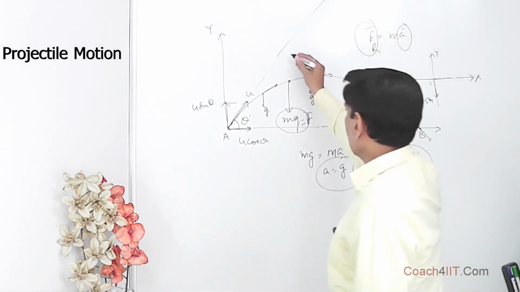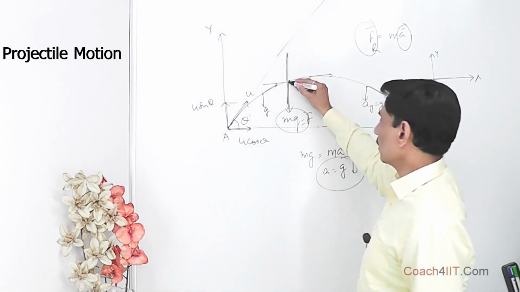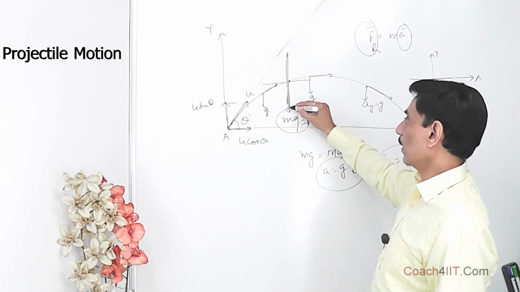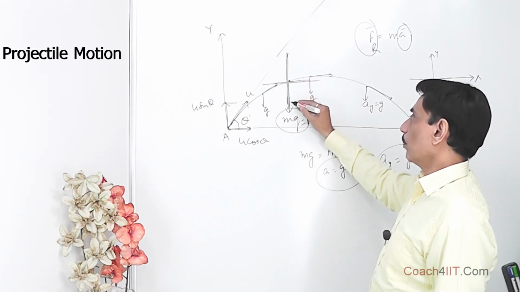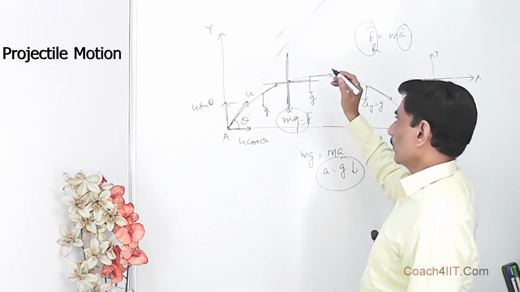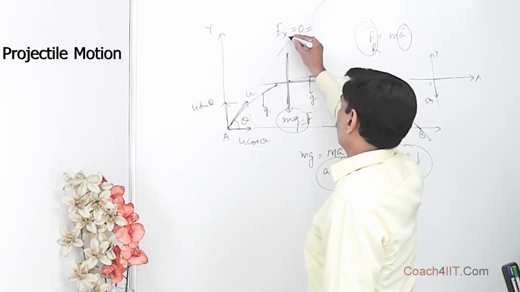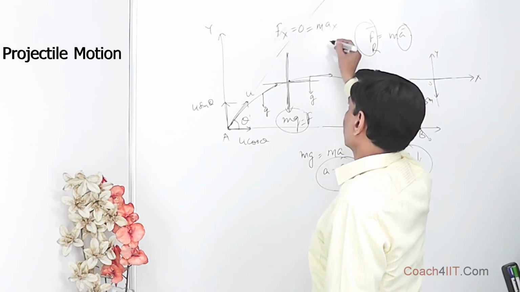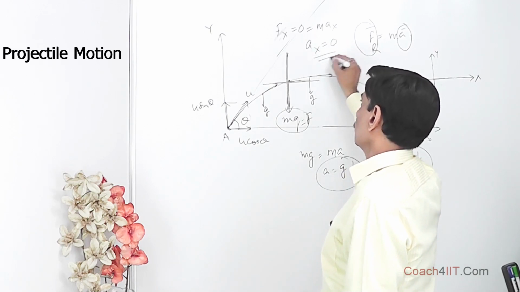Similarly over here, if we take this as the y-axis and this as the x-axis, there is only one force which is acting purely on the y-axis in the downward direction. What is the component of this force along the x-axis? There is no component of this force along the x-axis. So that's why we say the force along the x-axis is equal to 0. Force is equal to mass into acceleration along the x-axis. Mass is not equal to 0, so it means acceleration along the x-axis is equal to 0.